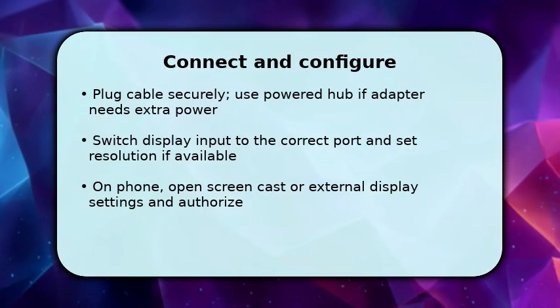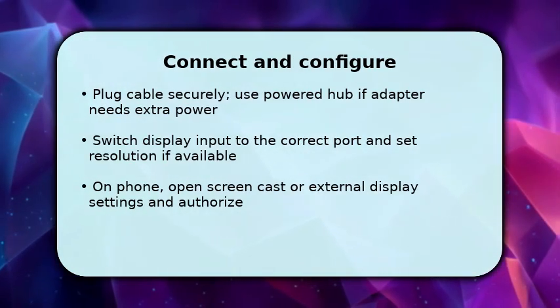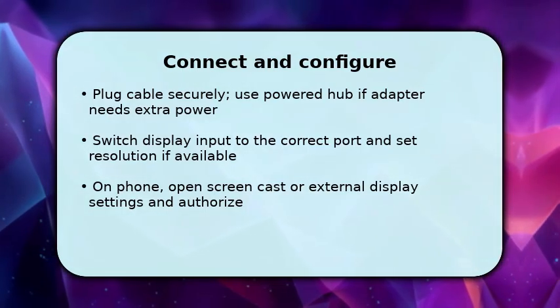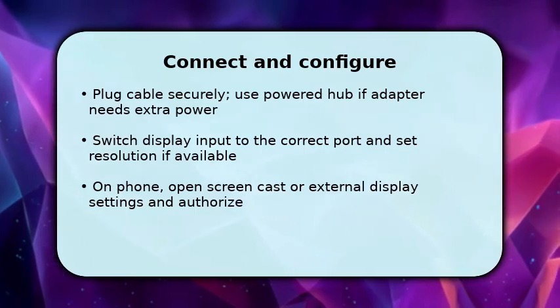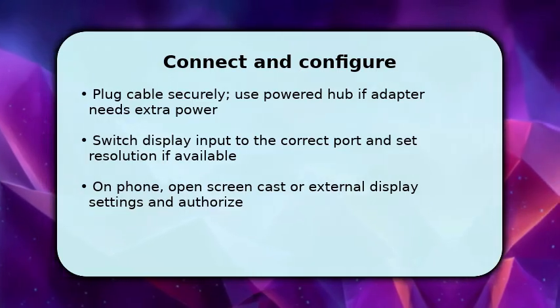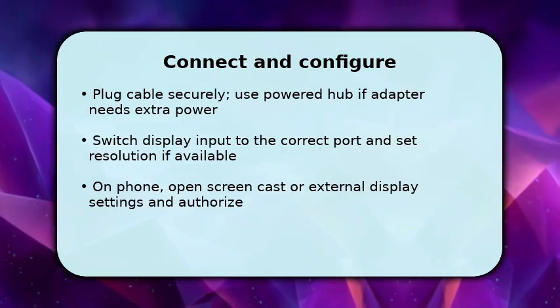Now connect the hardware. Plug the cable into the phone and the display, or open the wireless casting app on your phone and select the dongle. Once connected, switch the display input to the matching port, and if needed, change the display resolution or scaling to avoid letterboxing. On the phone, allow any permission prompts for USB access or screen casting.